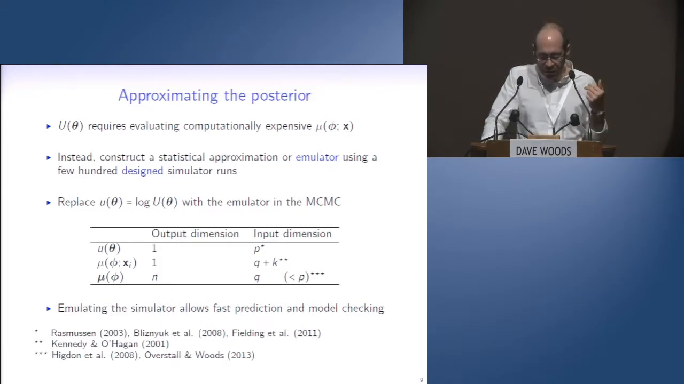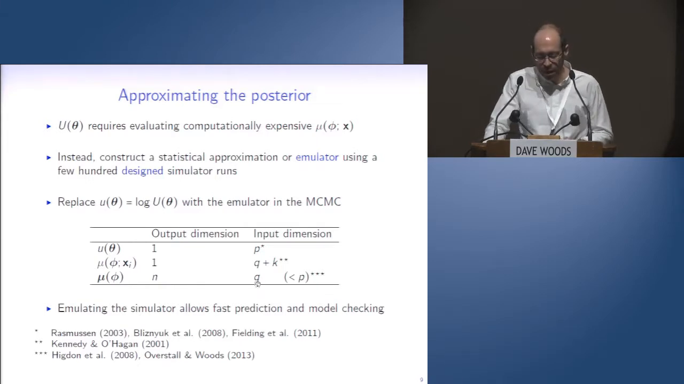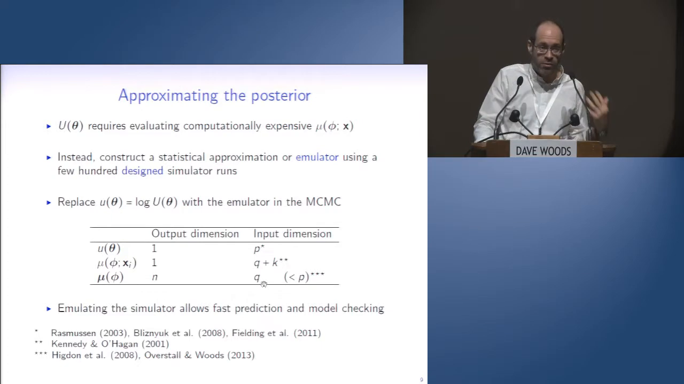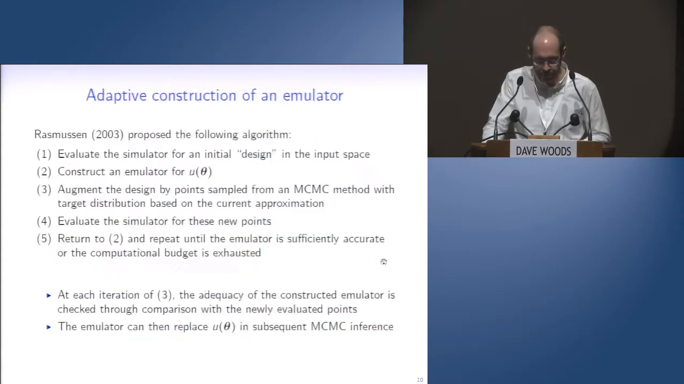If we emulate the simulator rather than the log posterior directly, this allows us to actually make predictions from our calibrated model, and that's obviously useful in itself, but particularly it's useful because it allows us to check the statistical model that we've formed around our simulator. And by emulating the multivariate output, we actually reduce the input dimension. And if you know anything about Gaussian process models, you'll know they scale very badly with the number of inputs, or at least they scale very badly with the number of experiments or the number of runs you have to perform, and we can perhaps do fewer runs if we have fewer inputs. So that's our thinking there.